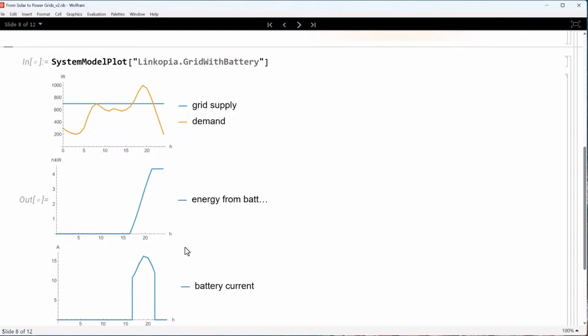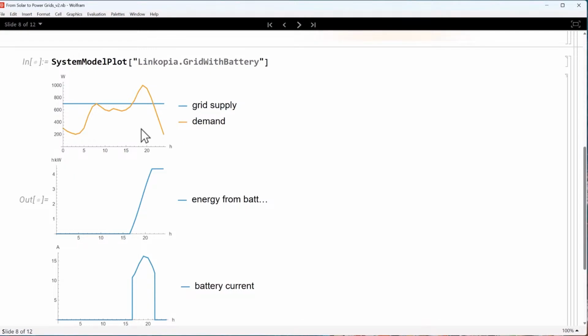In this example, I began with a 10 kilowatt hour battery, which roughly matches the daily requirement of this household. And to make the concept clearer, I simulated a simplified scenario where the grid supply is limited to 800 watts, while the household peaks at around 1 kilowatt during the evening hours, roughly between 5 to 9 pm.